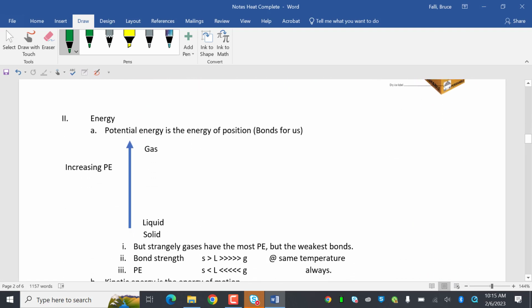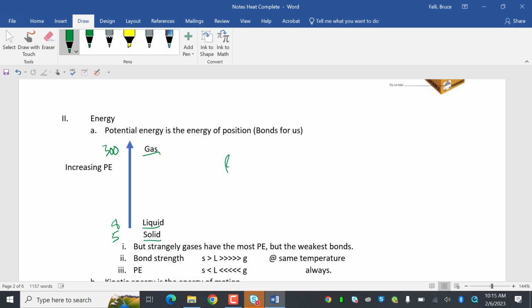Okay, potential energy is the energy of position. That's bonds for us. Like I showed before, this is gas, this is liquid, this is solid. If I were to make up numbers for it, I would say a solid has a potential energy of 5, a liquid has a potential energy of 8, and gas has a potential energy of 300. That's the kind of difference we're talking about.